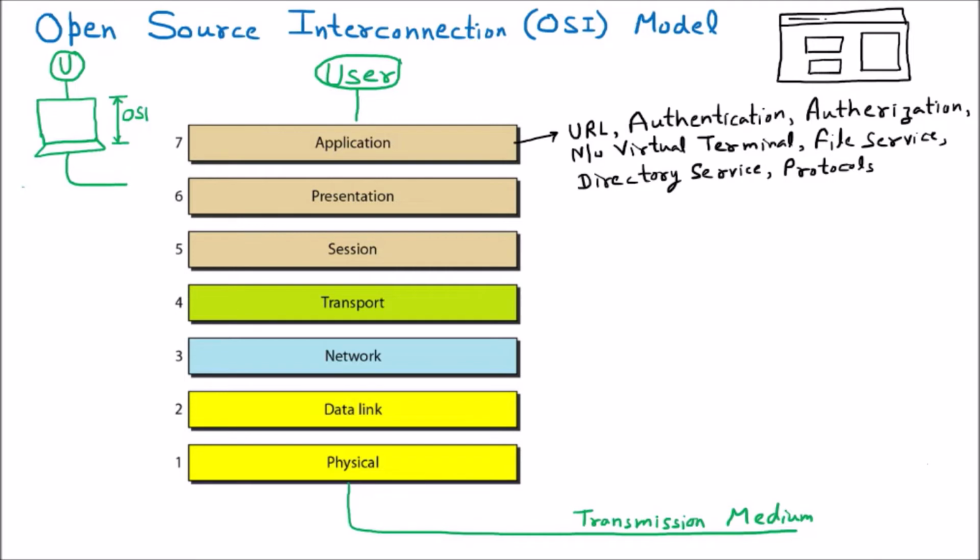So with the help of the very first example of Facebook, we have learned that the application layer is responsible for authentication and authorization. It provides the network virtual terminal, file services, directory services, protocols, and the URL. So these are the parts of the application layer. Now we are going to move further. We will take the same example to make you understand.